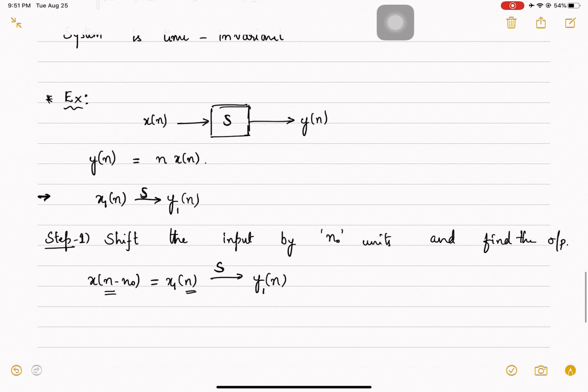Now notice, if you are finding the output at index n, the index is getting multiplied to the input sequence. In this case the input sequence is x1 of n, and I'm trying to find the output at index n. So the output will be n times x1 of n, because the output y1 of n corresponds to the input x1 of n. Now I will substitute for x1 of n, which is nothing but n times x of n minus n naught.